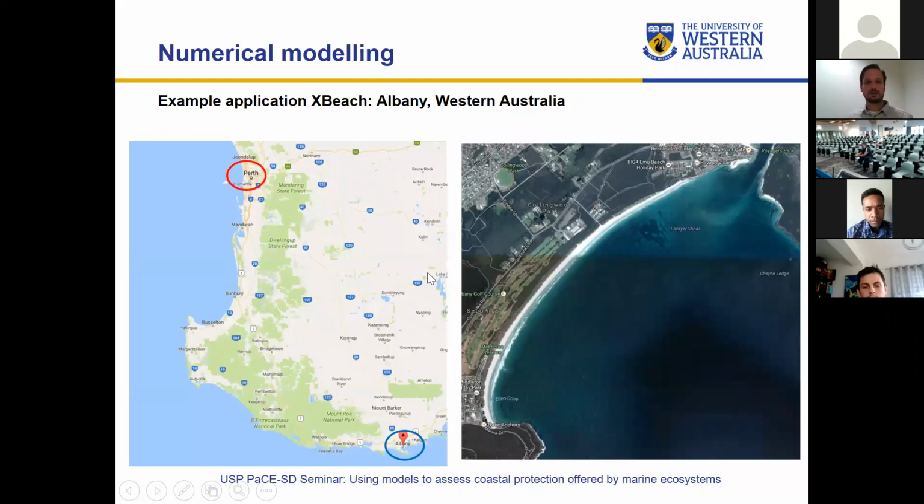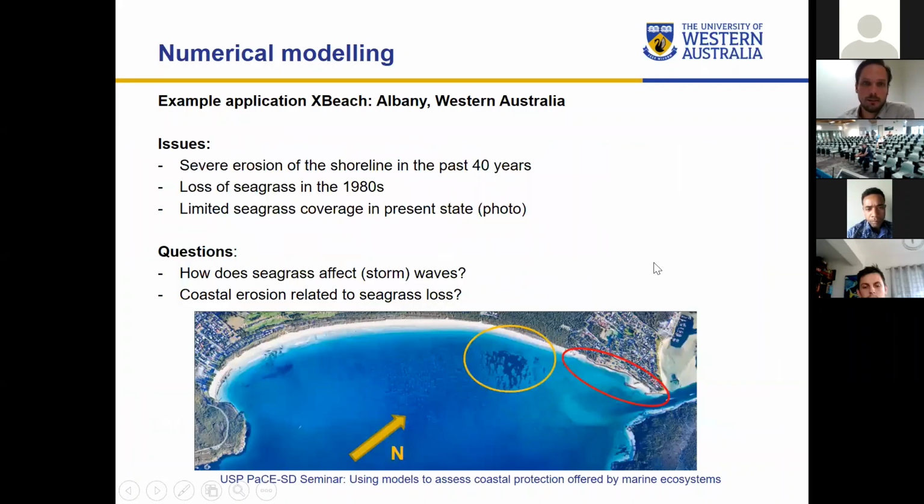So now I'll just show you some examples. Here are some examples for this XBeach model with vegetation. The first one is in Albany, which is a small town in Western Australia. On the right, you can see this nice bay called Middleton Bay. And one of the issues there is they've been having a lot of erosion on the east side of the bay, or actually northeast, I guess.